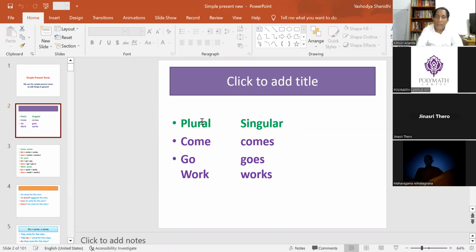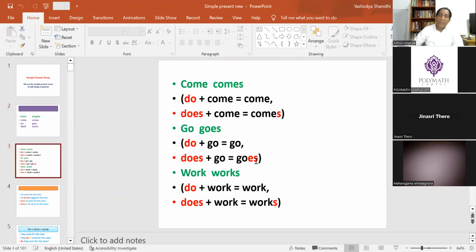Because it is a very simple rule that we all are aware of. When the subject is plural, we have to use the verb in the plural form. And when the subject is singular, we have to use the verb in the singular form. For the purpose, we should have this general understanding. And here you can see how they get formed.